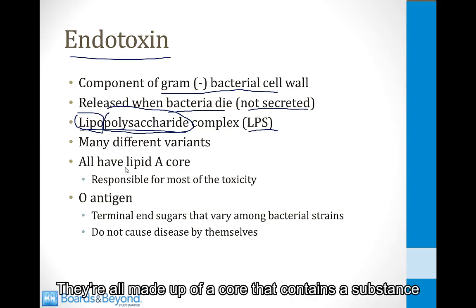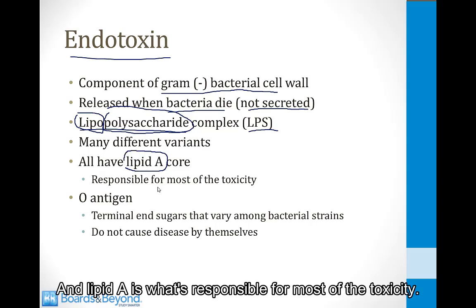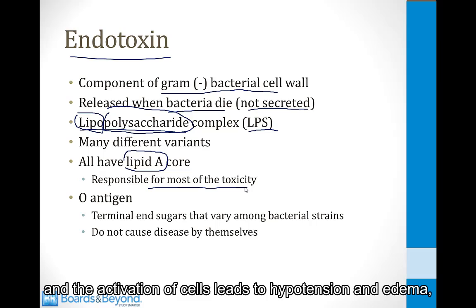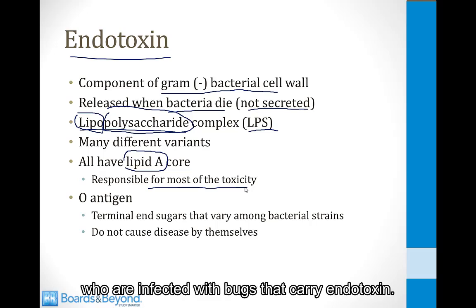They're all made up of a core that contains a substance called lipid A, and lipid A is what's responsible for most of the toxicity. It triggers the immune system, and the secretion of cytokines and the activation of cells leads to hypotension and edema and lots of the illness features of patients who are infected with bugs that carry endotoxin.